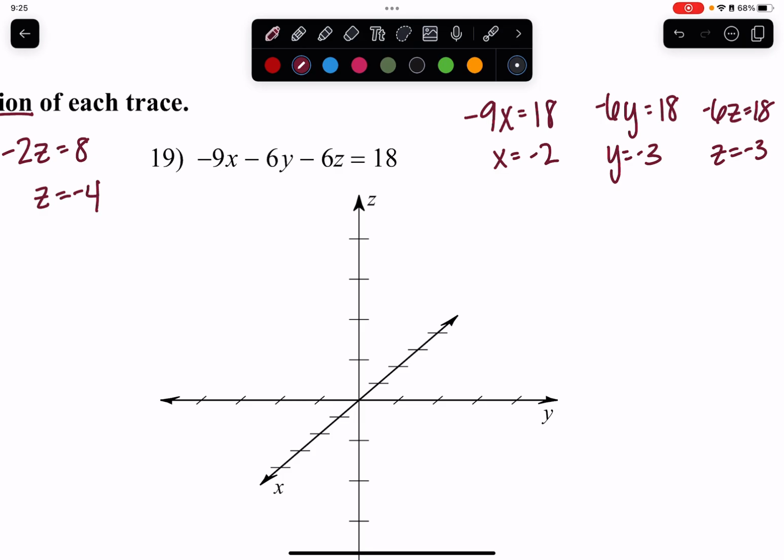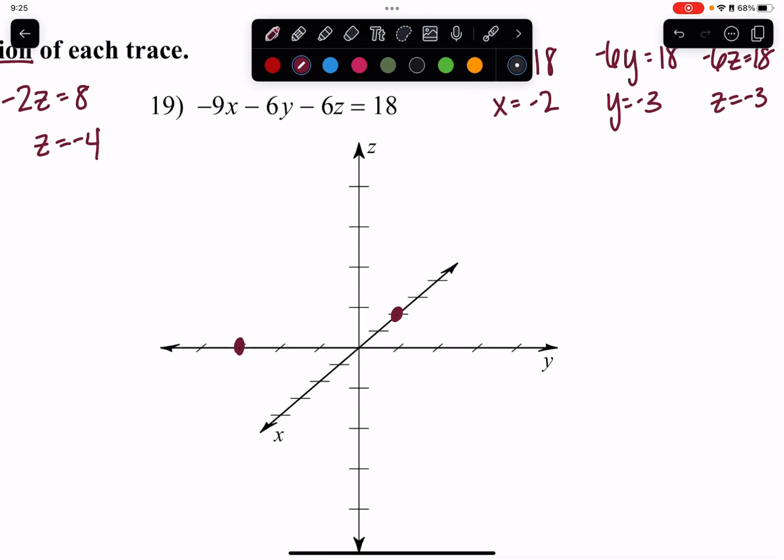So x is negative 2. So here's my x-axis. Negative 2 means I'm going away from me, kind of against the page there. So negative 2 would be back 2 spaces. Negative 3 on the y-axis would be going to the left 3 spaces. And negative 3 on the z-axis would be going down. So now we want to think of y as left and right, x as forward and back, and z as up and down. So it is a little bit different to think about, but same thing.